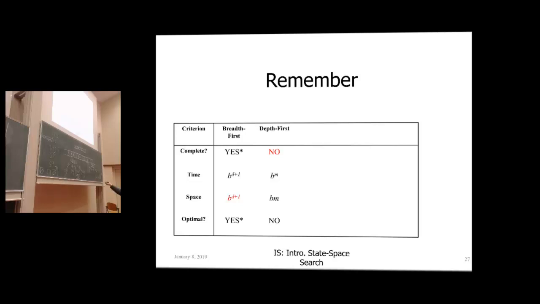Depth first is not complete, and then we have the time, which is more or less the same. Here D stands for the depth where the first solution can be found, and this is, I think, the maximum depth. The space complexity is really the big difference, because if you do depth first, you only need to keep one branch with a little bit of overhead in memory. So that's a big difference.